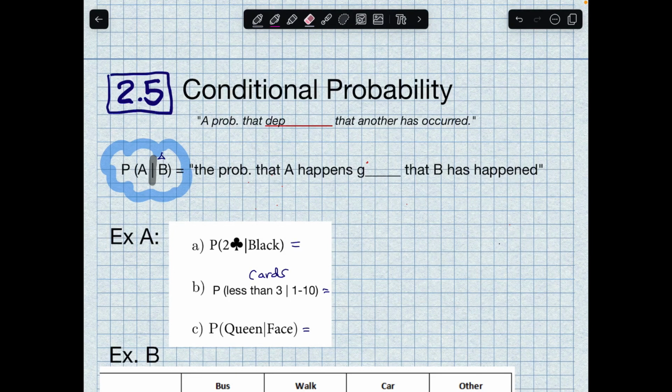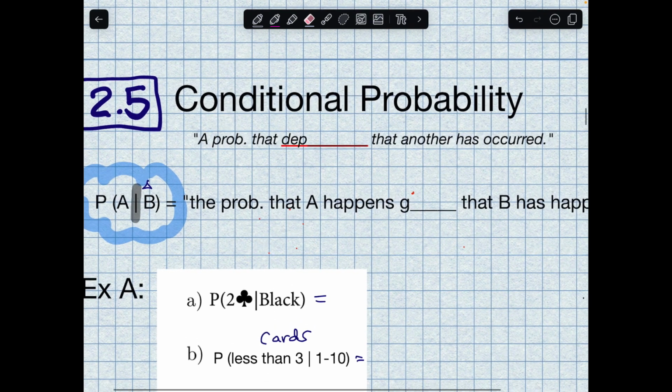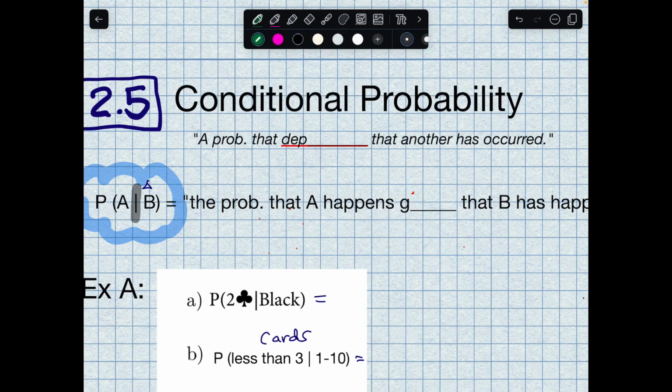All right, here we go. Lesson 2.5, conditional probability. So today's problems should be fairly doable. A lot like lesson 2.1, there's not a whole lot of work to show.